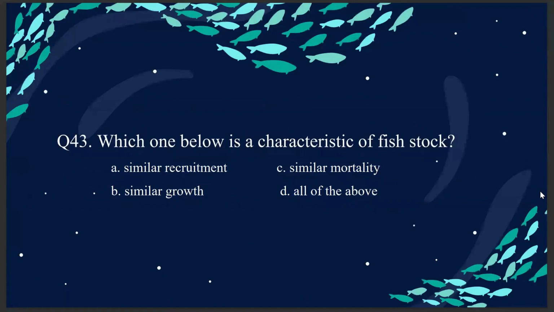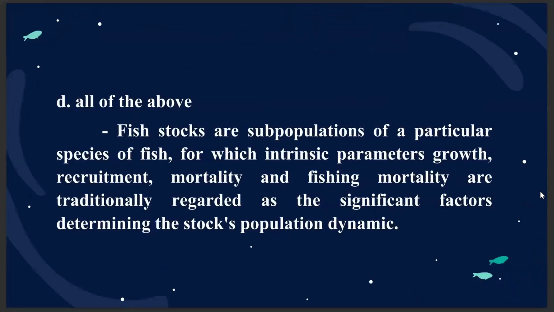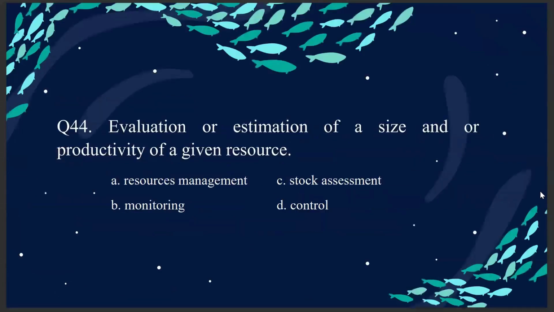Question number 43. Which one below is a characteristic of fish stock? A. Similar development, B. Similar growth, C. Similar mortality, or D. All of the above. The answer is all of the above. Fish stocks are subpopulations of a particular species of fish, for which intrinsic parameters such as growth, mortality, and fishing mortality are traditionally regarded as the significant factors determining the stock's population dynamics.